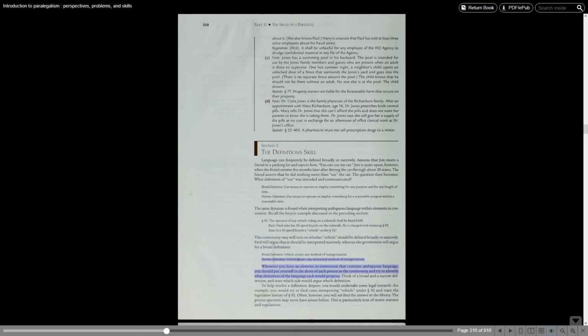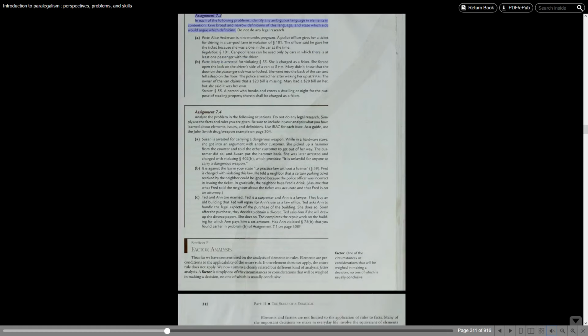Whenever you have an element in contention that contains ambiguous language, you should put yourself in the shoes of each person in the controversy and try to identify what definition of the language each would propose. Think of a broad and a narrow definition and state which side would argue which definition. To help resolve a definition dispute, you would undertake some legal research. For example, you would try to find cases interpreting vehicle under 92 and trace the legislative history of 92. Often, however, you will not find the answer in the library. The precise question may never have arisen before. This is particularly true of recent statutes and regulations.